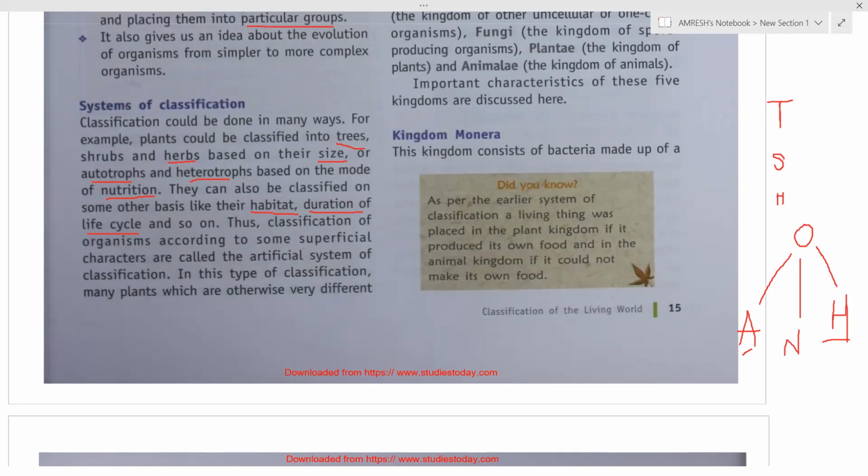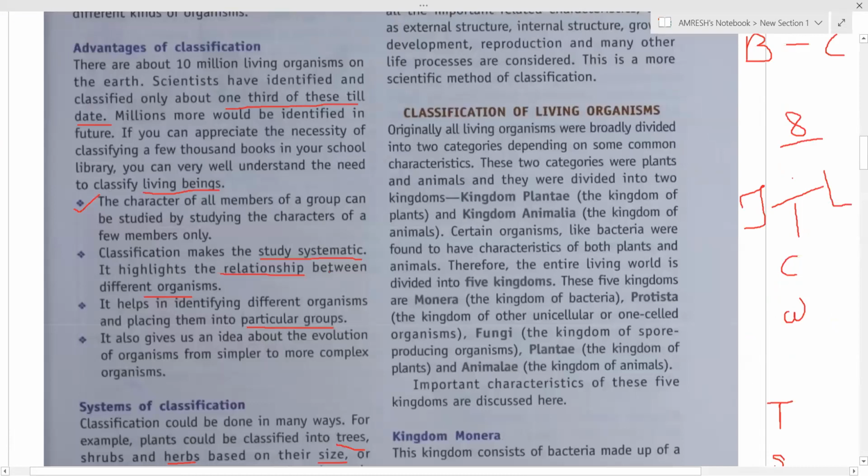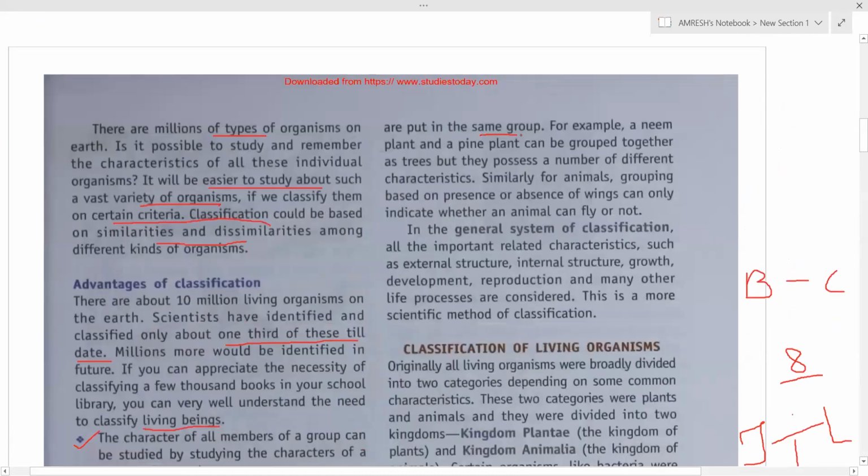Classification of organisms according to some superficial characters is called artificial classification or artificial system of classification. In this type of classification, many plants which are otherwise very different are put in the same group. For example, a neem plant and a pine plant can be grouped together as trees, but they possess a number of different characteristics.